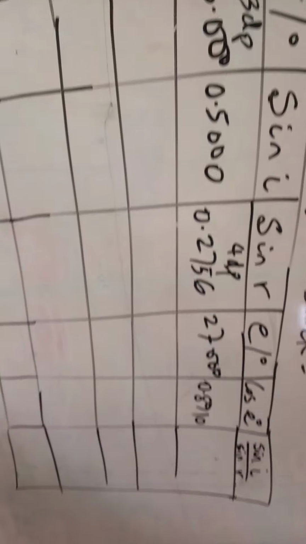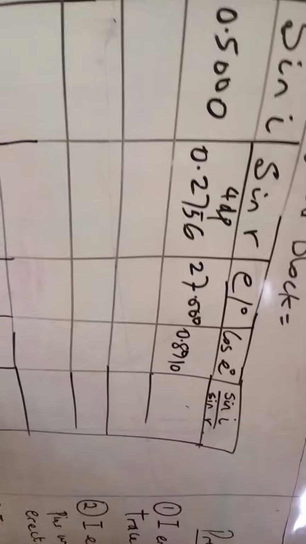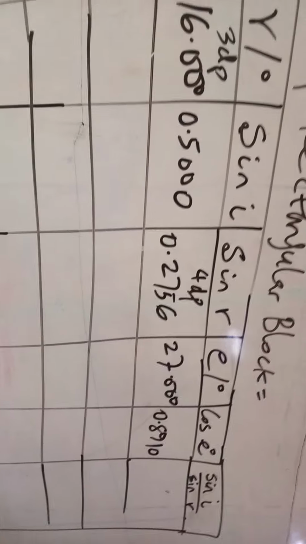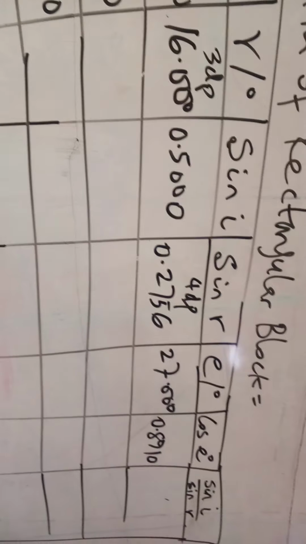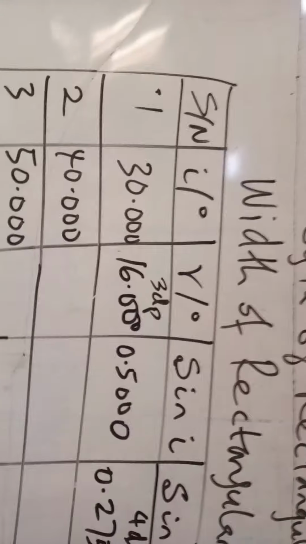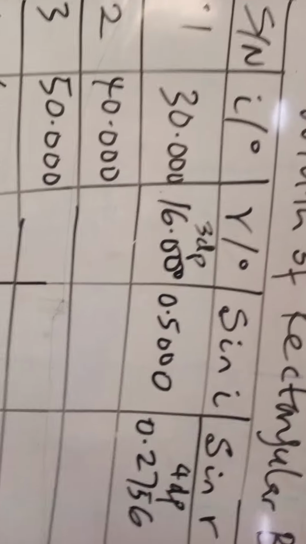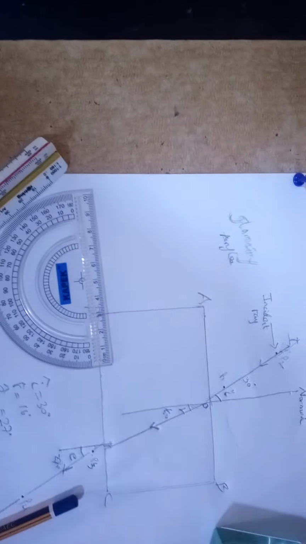Then sine I, 0.5 divided by sine r, 0.2756, gives 1.814. So that is that for when it is 30 degrees. So when it is 40 degrees, we repeat the same procedure quickly.